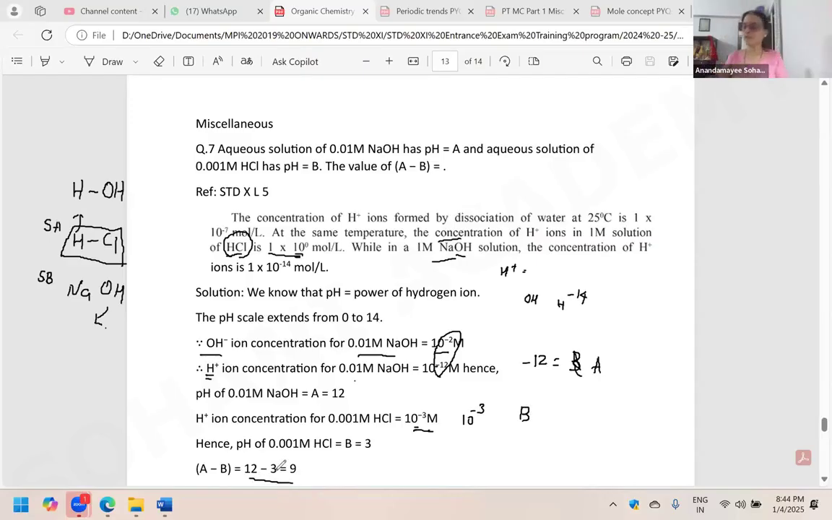This is a very, very subtle intuitive question. Even I have taken a long time to understand this question. This is all dependent upon the neutralization of HCl NaOH and the formation of H plus ions and OH minus ions. कळतंय का?